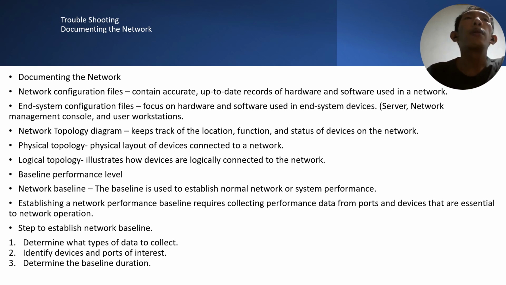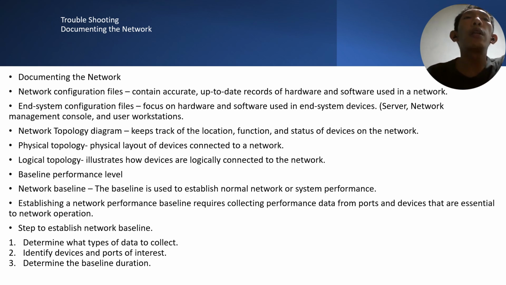Troubleshooting versus documenting the network. Network configuration files contain accurate, up-to-date records of the hardware and software used in a network. System configuration files focus on the hardware and software used in end system devices: servers, network management consoles, and user workstations.